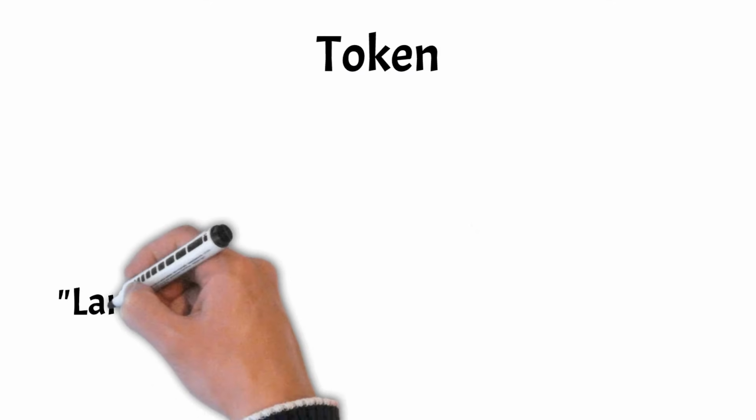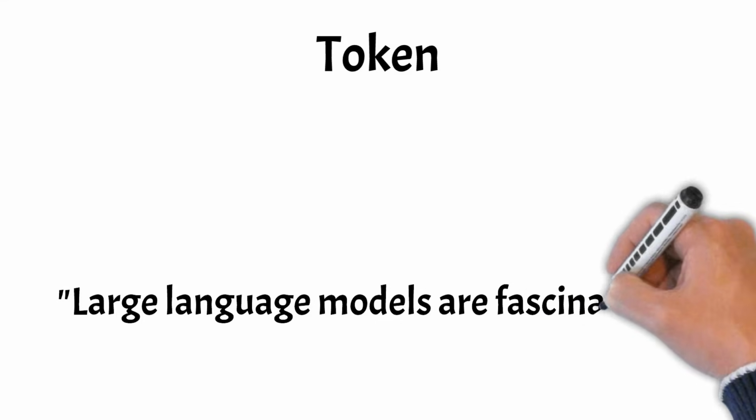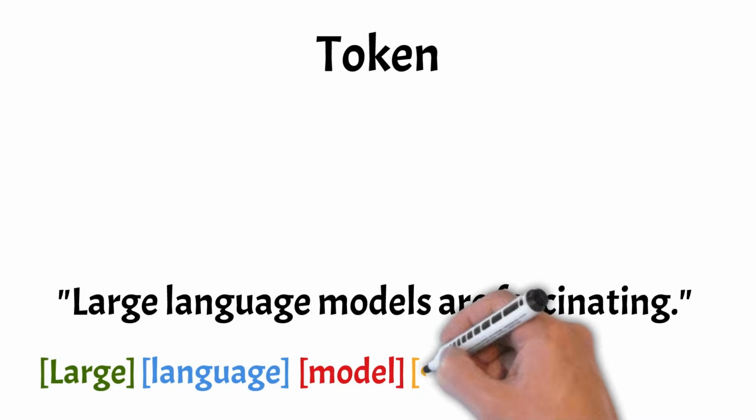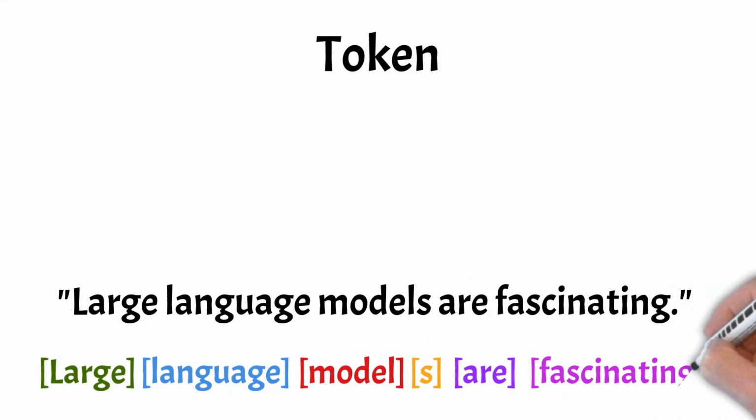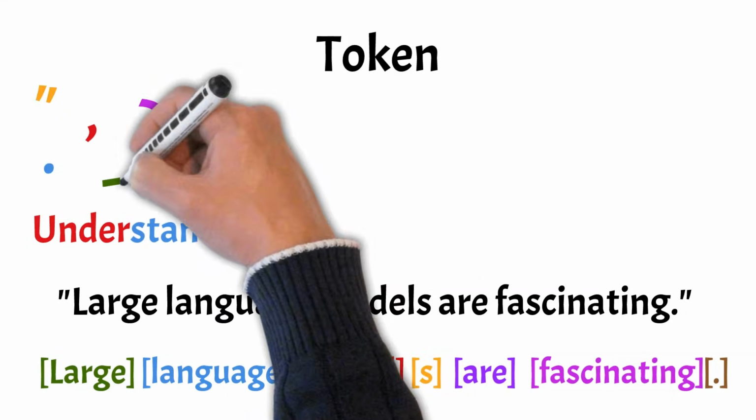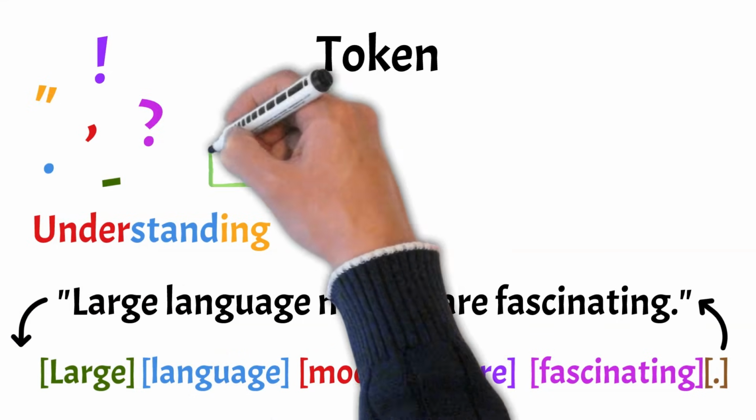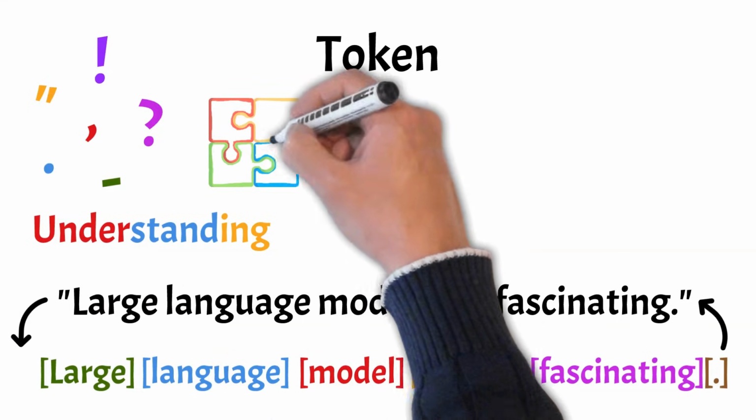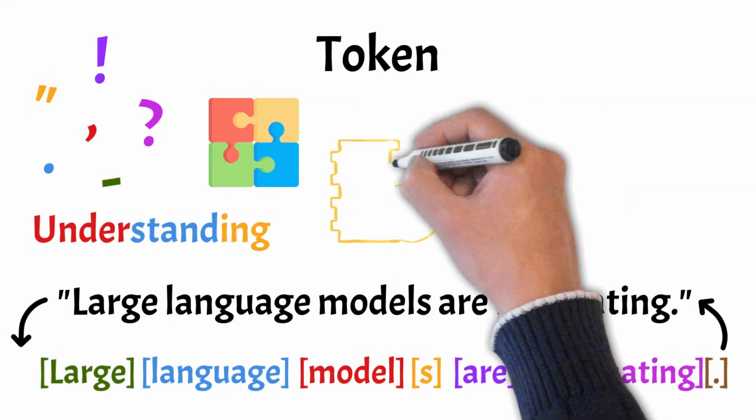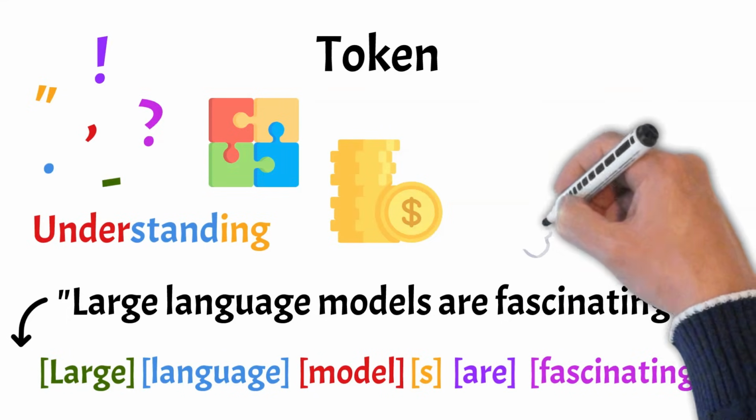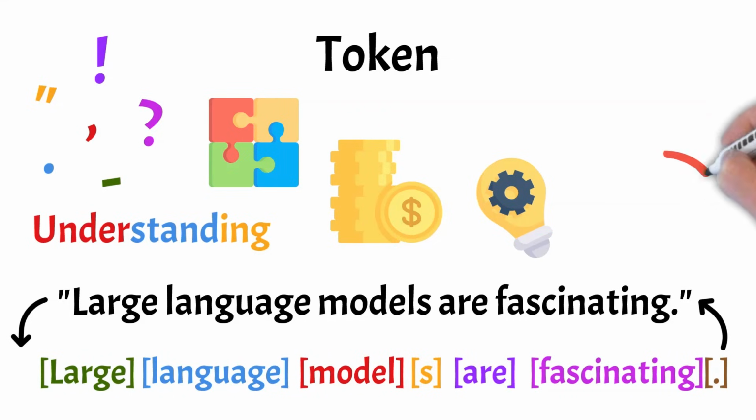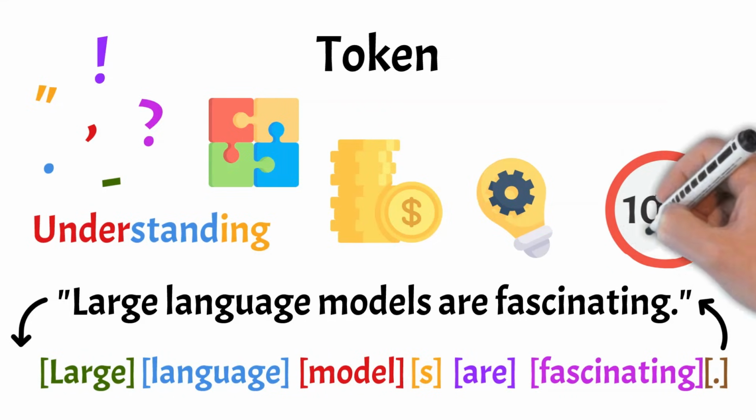When an LLM reads or generates text, it works with tokens, not full sentences. A simple line like, "large language models are fascinating," gets broken into smaller pieces, sometimes whole words, sometimes parts of a word like "understanding." Even punctuation becomes its own token. Tokens are the building blocks the model uses to understand what you write and to construct its responses, almost like assembling a puzzle piece by piece. They also affect cost and performance, because every prompt and every answer uses a certain number of tokens. And in some systems, you can set up a token limit, a maximum number the model can process at once.